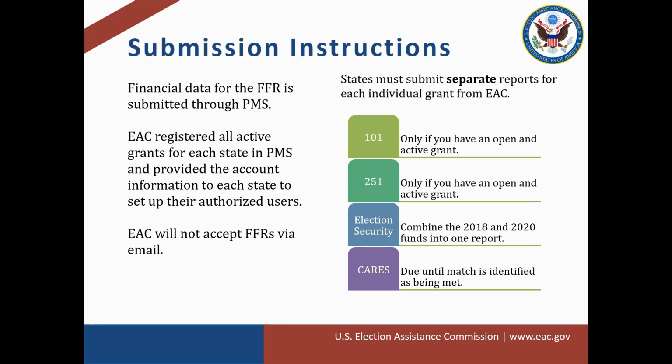As I've already said, the FFR, Federal Financial Report, is submitted through PMS, the Payment Management System. So all of our grants and grantees have been registered in PMS from the EAC side, and we've provided account information to each state to set up their authorized users. So you would use that information to request access and create your PMS account.